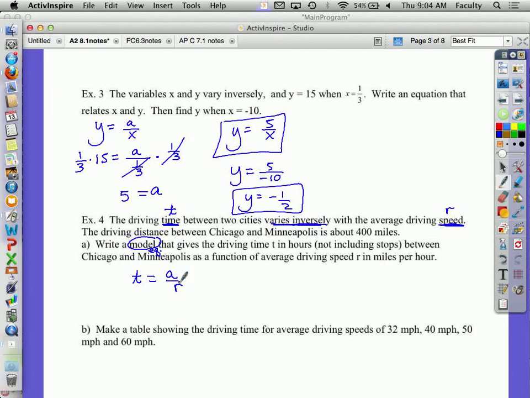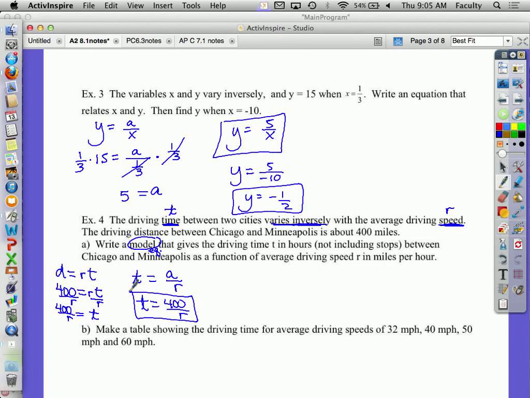Now, you need to remember something. Distance is equal to rate times time, isn't it? Distance equals rate times time. The distance between Chicago and Minneapolis is 400 miles. Now that R and T are the same R and T in this, so if I solve this equation over here on the left for T, I would divide by the R. So this one was a little bit unique in how it was set up. What's A? 400. It's 400, isn't it? So it's T equals 400 over R.